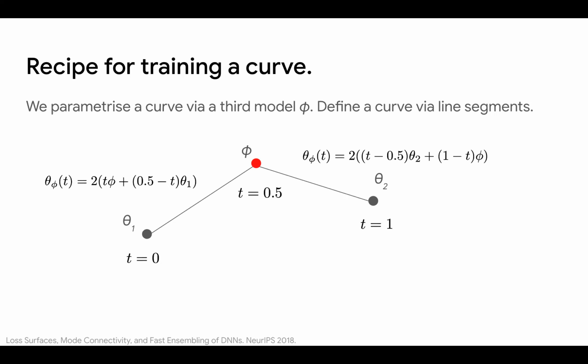And yeah, this is the equation for parameterizing your line segments from t equals 0 to t equals 0.5, which is phi, and t equals 1 means theta2. Okay, so if you plug in t equals 0, then you're going to get theta1 here. t equals 0.5, then you're going to get phi, same here. And then if t is 1, then you're going to get theta2 here.